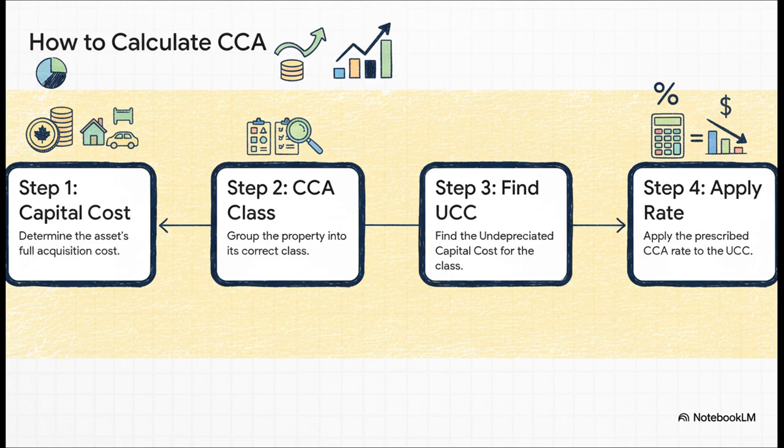First, you figure out the asset's total capital cost. Step 2, you group that asset into its correct CCA class, and there are dozens of them, each with its own rate. Step 3 is to find the undepreciated capital cost, or UCC. Just think of the UCC as the remaining value of everything in that class that you can still claim deductions on. And finally, you apply that class's rate to the UCC, and boom, that's your deduction for the year.